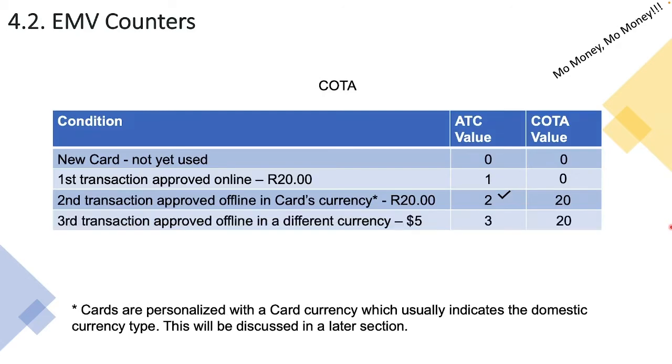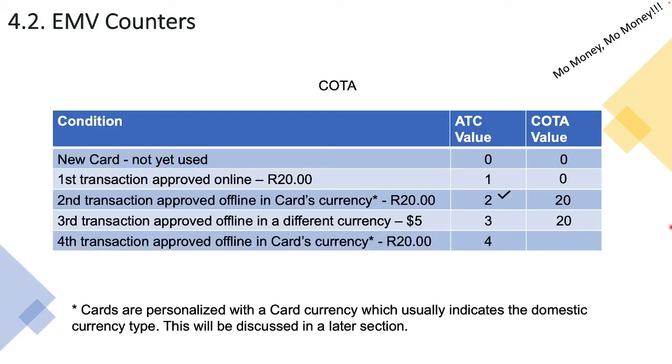Bob's third transaction, he performed at a merchant where the transaction was processed using a different currency. So instead of the card's currency of rands, he performed a transaction where the transaction amount was valued in US dollars. So we see that the ATC value will increment to 3, but it will be excluded from the quota value. So the quota value remains at 20.